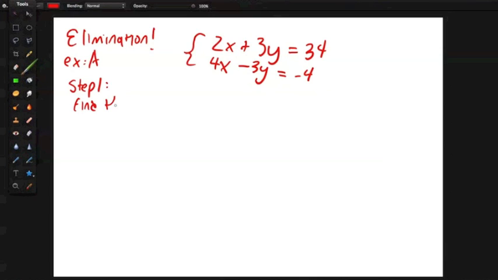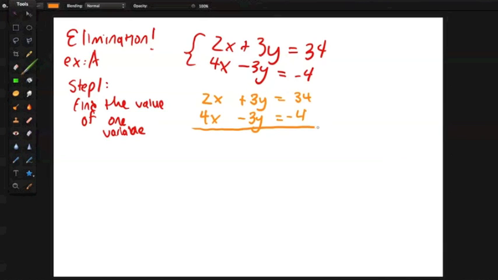The first step is to find the value of one variable. Here in this equation, the y terms have opposite coefficients, so 3y and then negative 3y. So we can just add the equations to eliminate that y, and then we'll already have an x. I can cancel out those 3's, and I'll get 6x and 30. When I do that, I have to add all the other parts in the equation: the 2x and the 4x and the 34 and the negative 4. So I know that x equals 5.